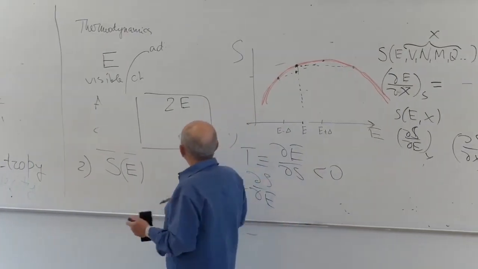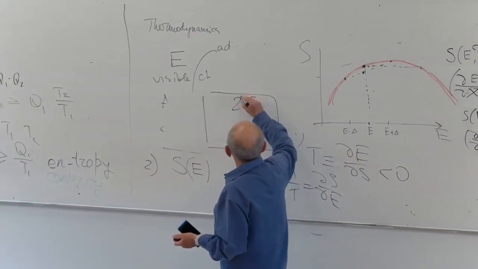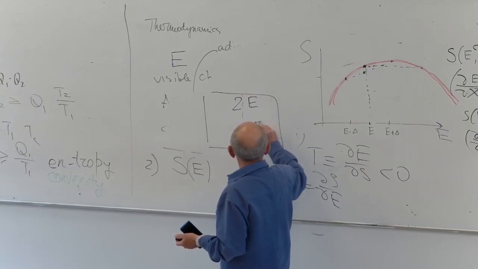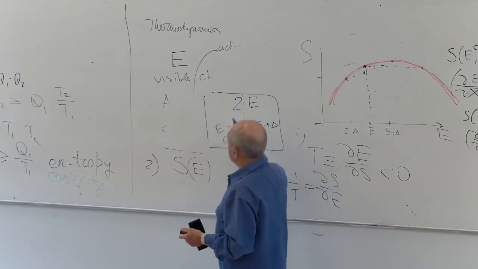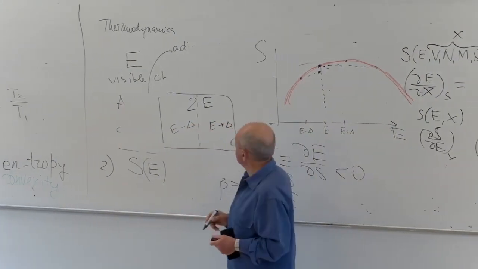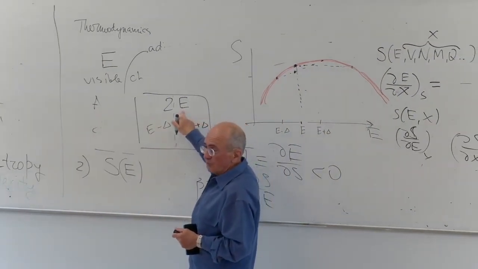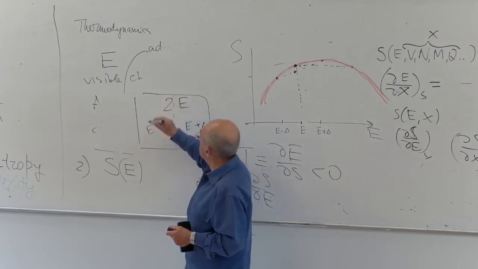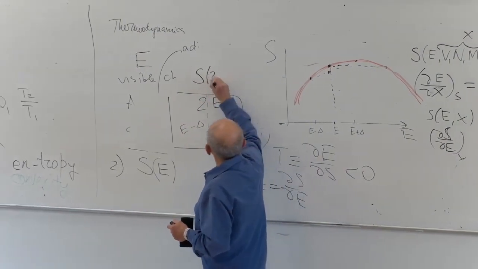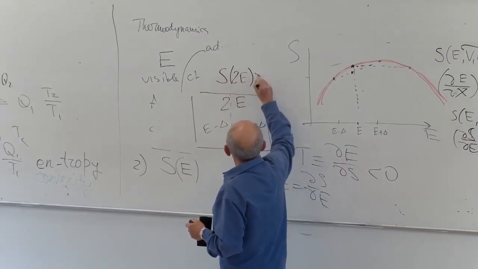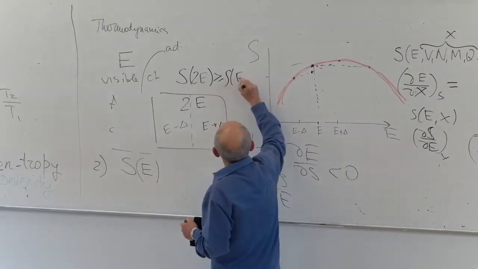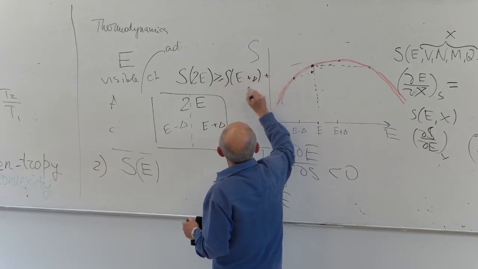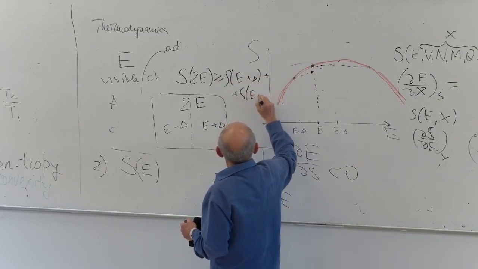Now I say, look, what happened for some unknown reason is that it was broken into two parts, and this has energy E plus delta, and this has energy E minus delta. Okay, what would be the entropy of a uniform system? It will be S of 2E. Now I want it to be larger or equal to S of E plus delta plus S of E minus delta.